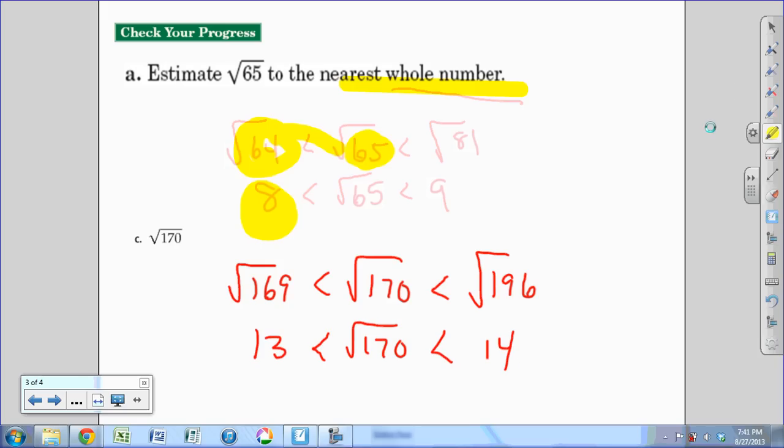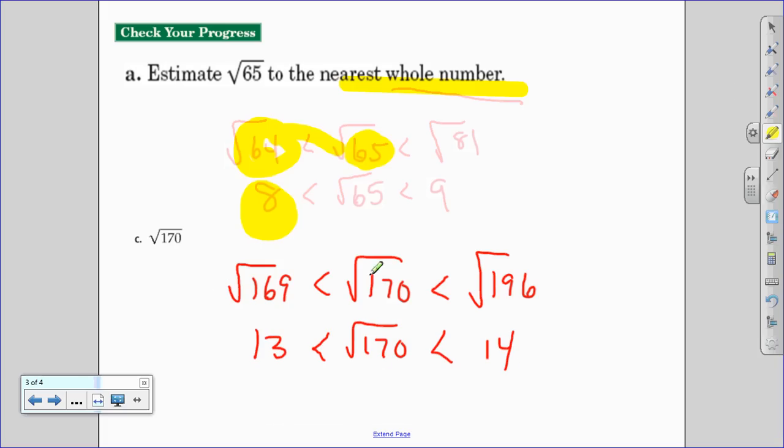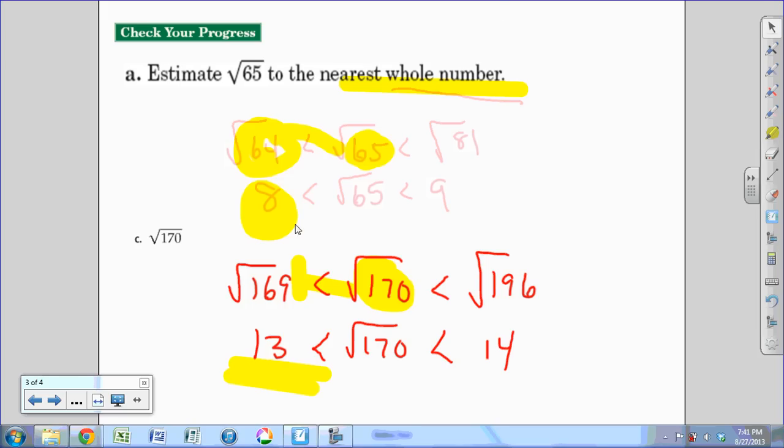And again, I have to pick whether I want 13 or 14. So I'm going to come back up to my original problem here and decide which is closer to 170. Is 196 closer to 170, or is 169? Well, I'm going to say 169 is closer, right? So I'm going to pick 13 as my whole number that's closest to my square root, 13.